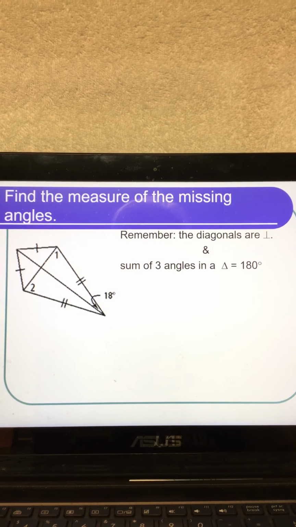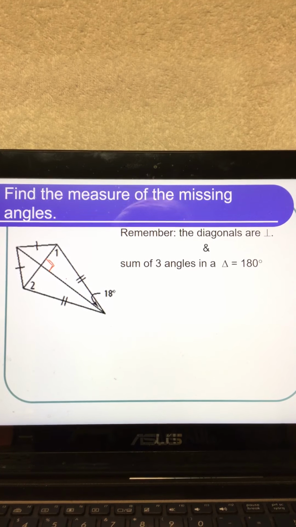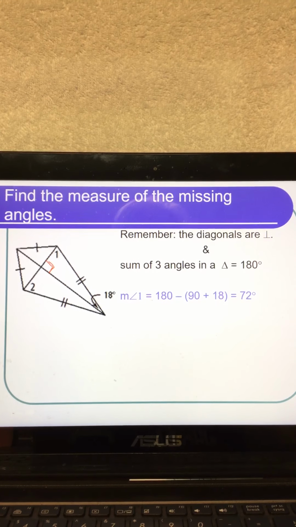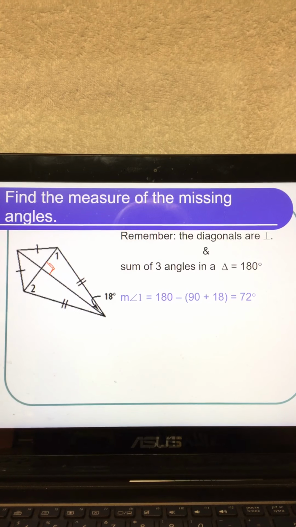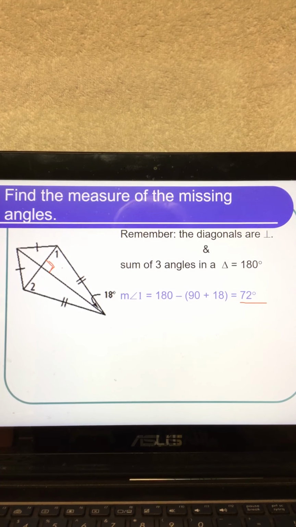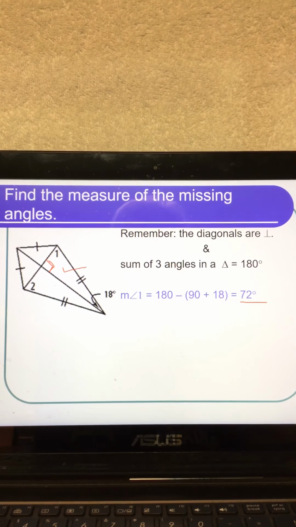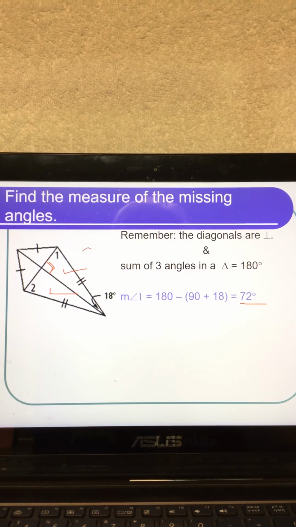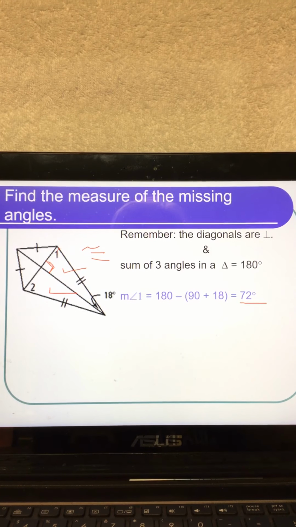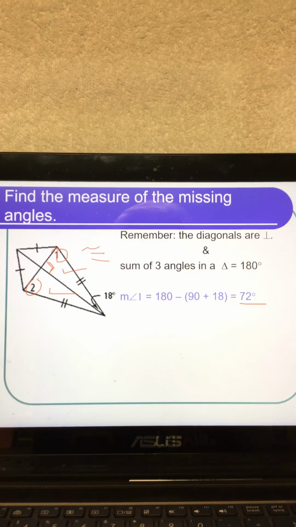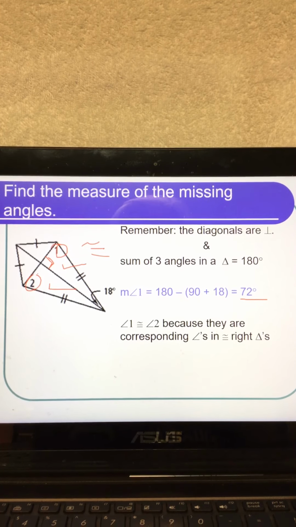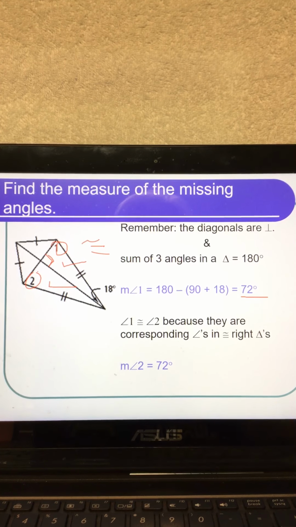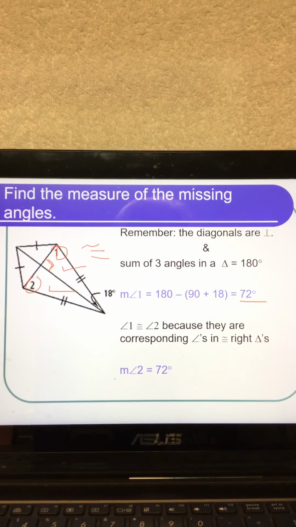And then lastly, if I am trying to find the measure of the angles here in this triangle, it's a little bit different. I'm going to remember that this is 90. So I'm going to find the measure of angle 1 first. The measure of angle 1 would be 180 minus 90 plus 18, which would be 72. And this goes back to what I just said. This triangle and this triangle are congruent. So I'm looking at corresponding parts here. So the measure of 1 and 2 would have to be the same because they are corresponding angles. So the measure of angle 2 would be 72.